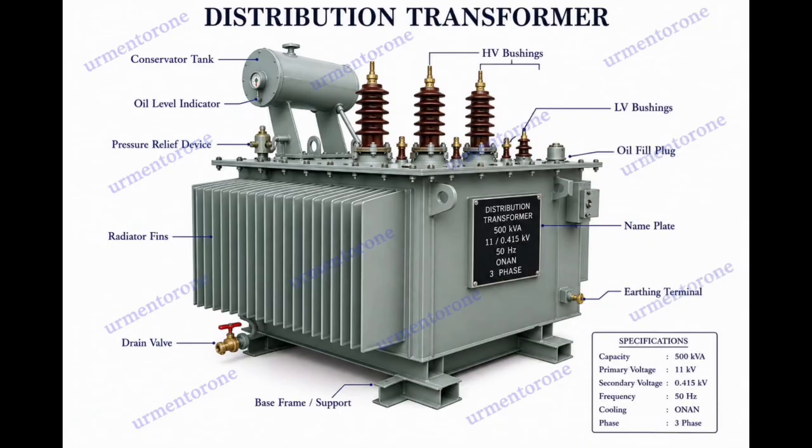Second one, distribution transformers. Unlike power transformers, distribution transformers operate at relatively lower voltage, usually less than 33 kV, and are used to deliver usable voltage directly to end consumers. It is applicable in residential neighborhoods, commercial buildings, and light industrial areas.